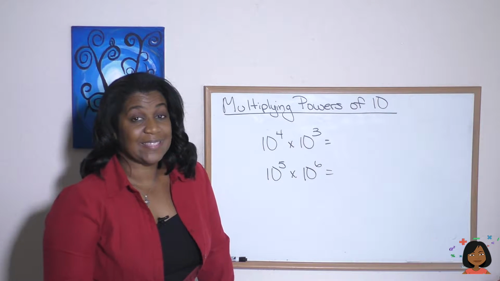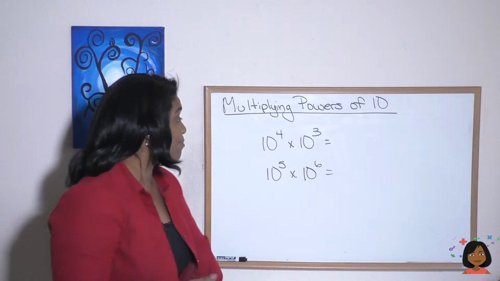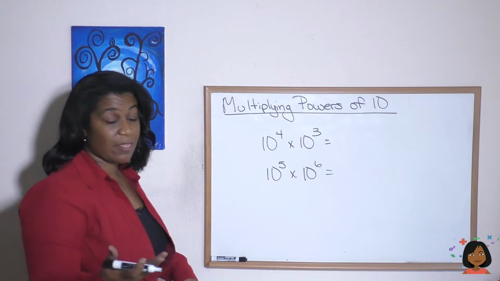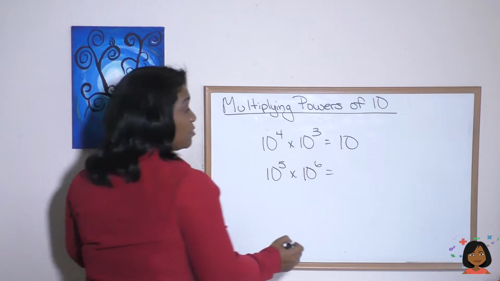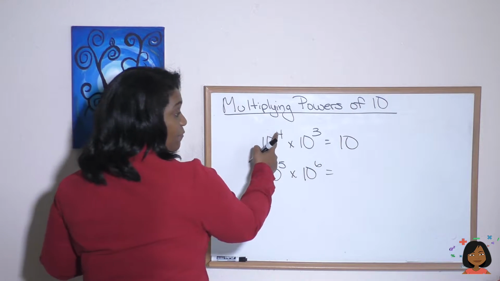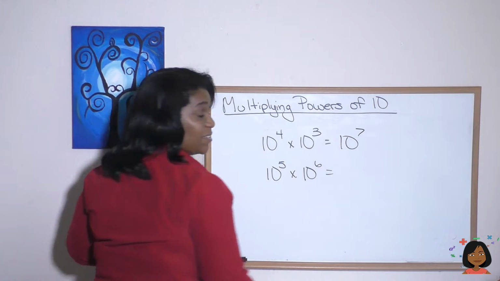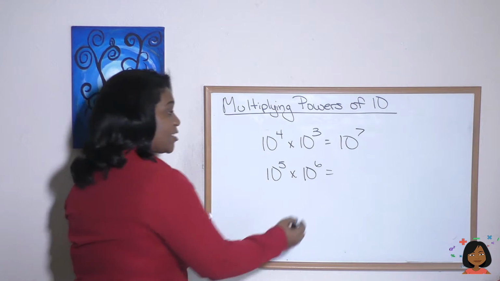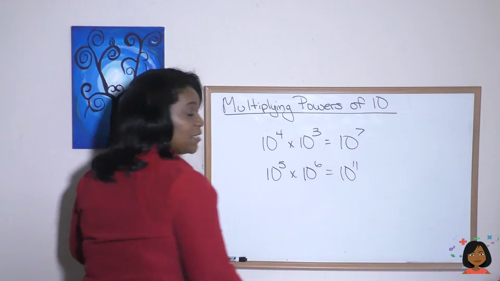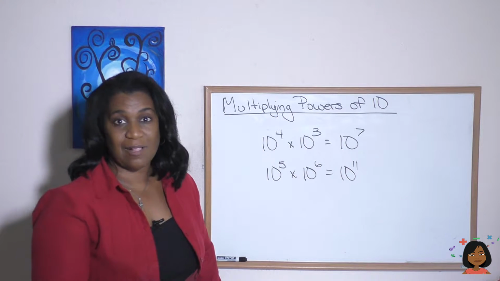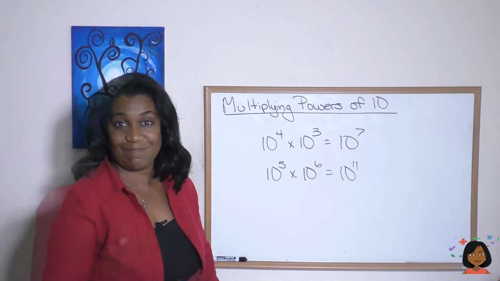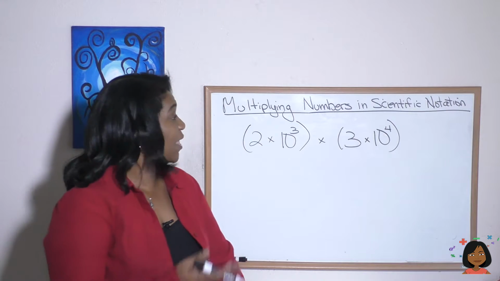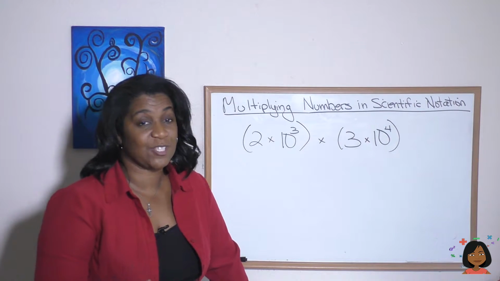Just to make sure you got this down, let's take a look at these 2 problems. 10 to the 4th times 10 to the 3rd is going to be 10 to the, let's add the exponents, 4 plus 3, 10 to the 7th. 10 to the 5th times 10 to the 6th, add the exponents, 10 to the 11th. That's the rule for multiplying powers of 10. Let's move on to multiplying numbers in scientific notation.